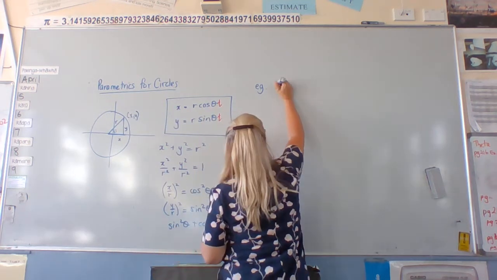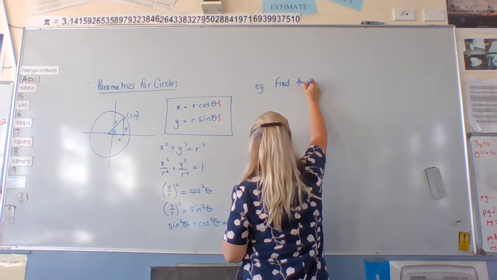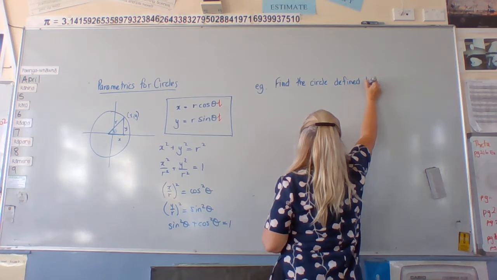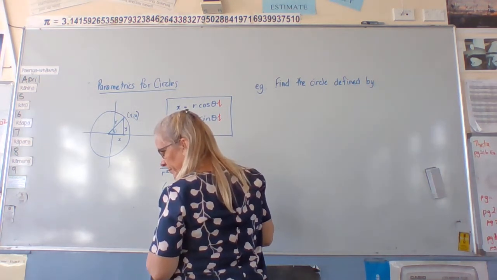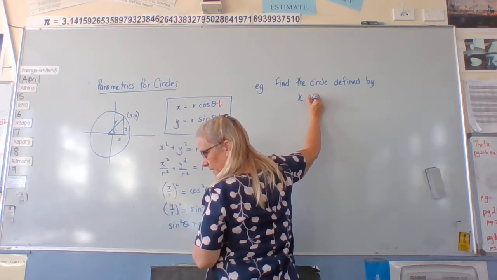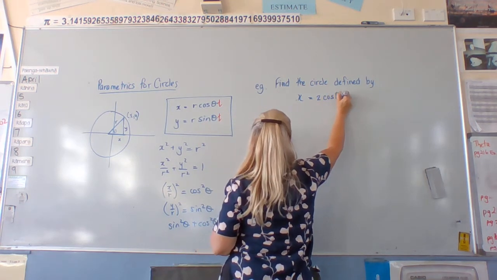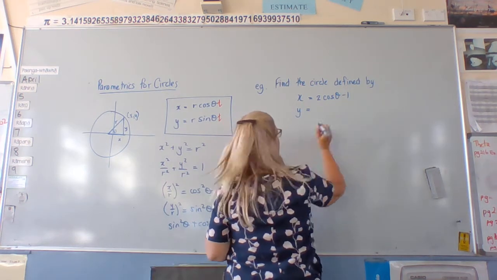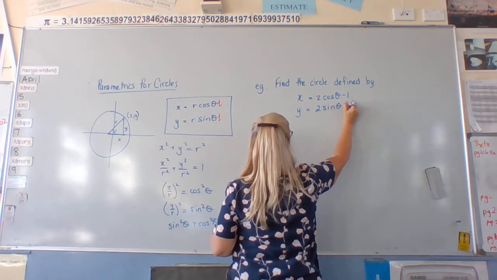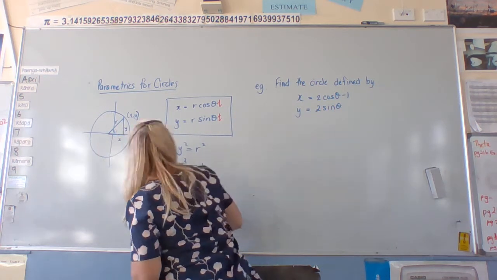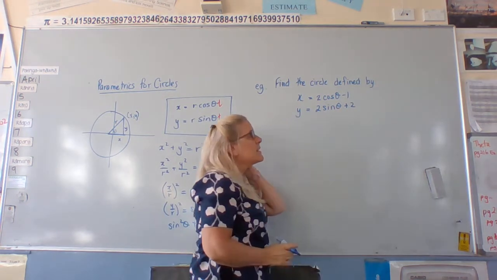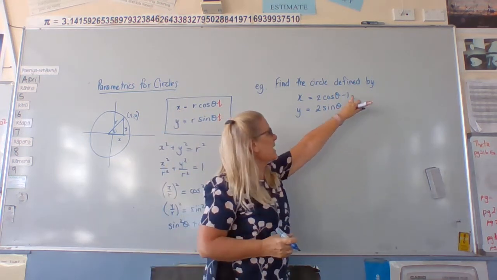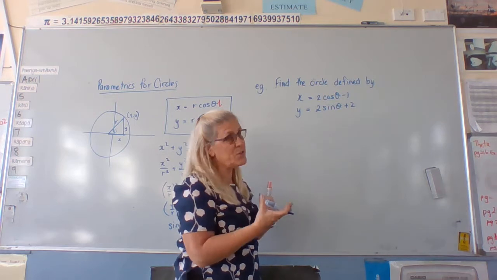So let's have a look. Find the circle defined by x equals 2 cos theta minus 1 and y equals 2 sine theta plus 2. I've added these other bits on because they're the movement. This is the x movement, this is the y movement as far as the circle is concerned.